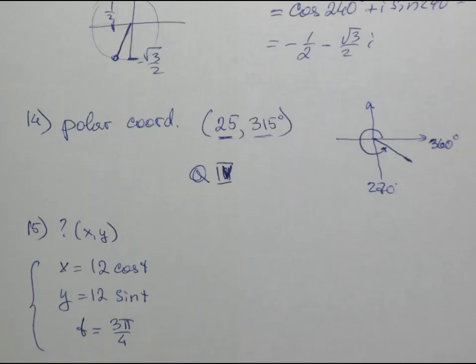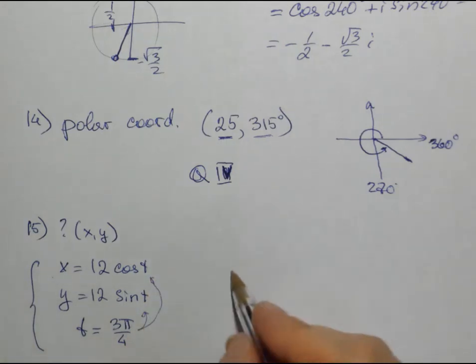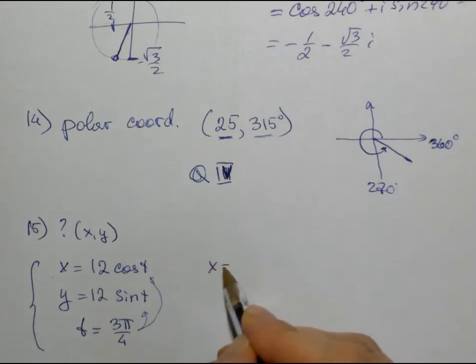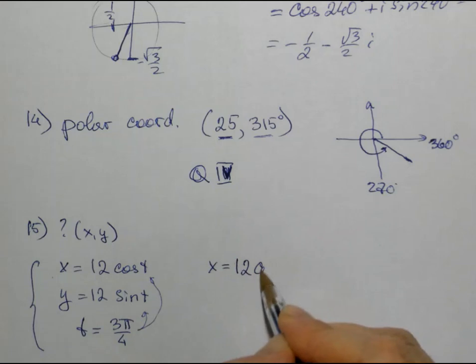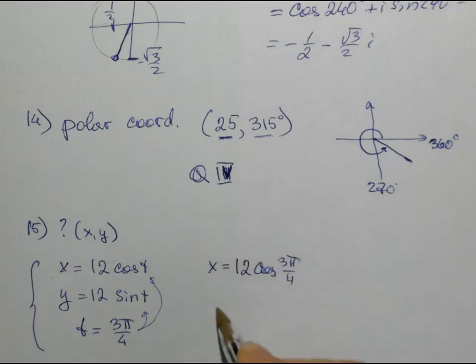And the last problem is a parametric problem. Find the ordered pair x, y when it is given that x equals 12 cosine t, y equals 12 sine t, and t is 3 pi over 4. So t is a parameter in this system, and we substitute 3 pi over 4 into the equations for x and y and find this ordered pair. So x will be equal to 12 cosine 3 pi over 4 and y equal to 12 sine 3 pi over 4.